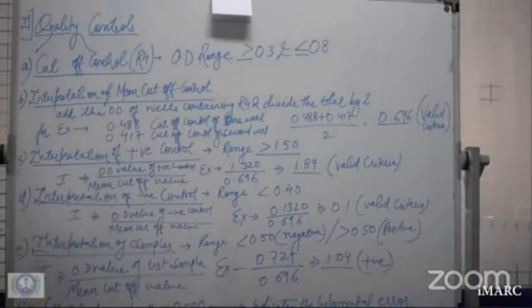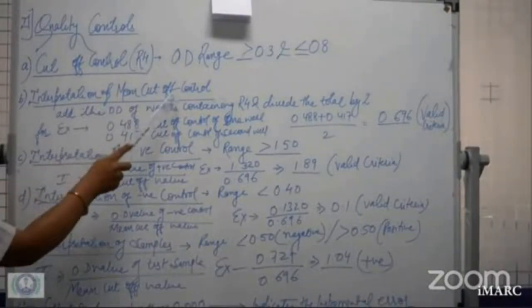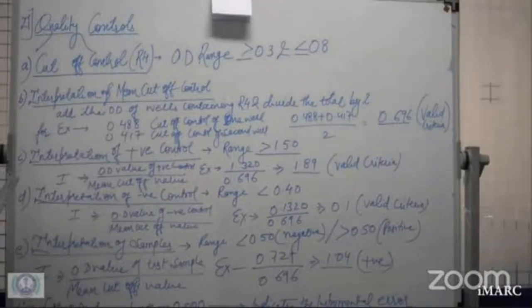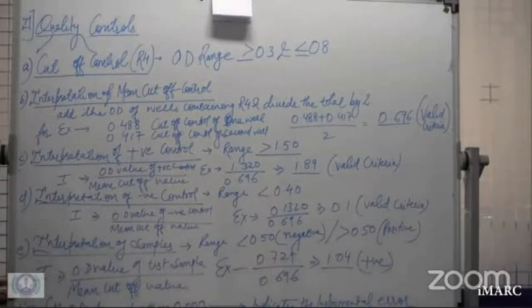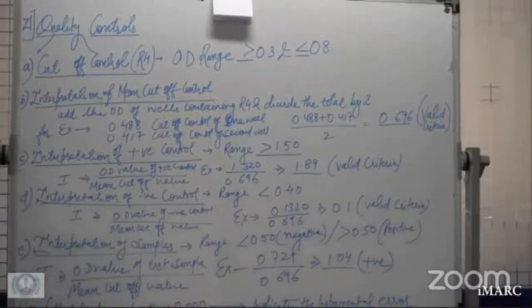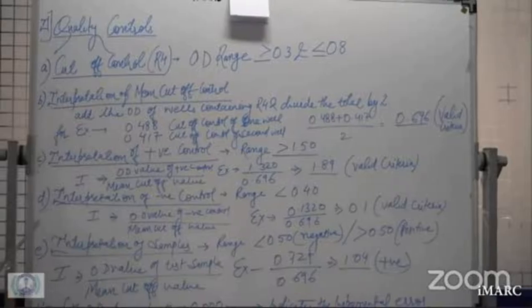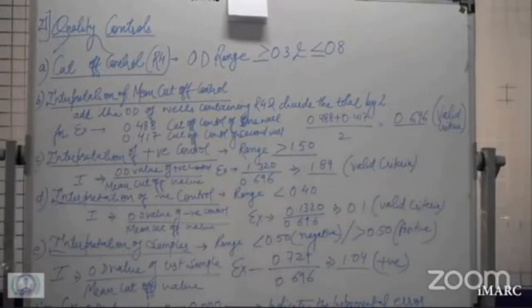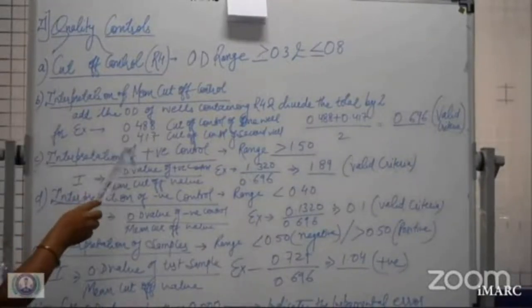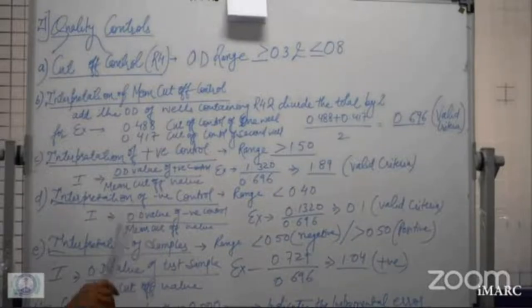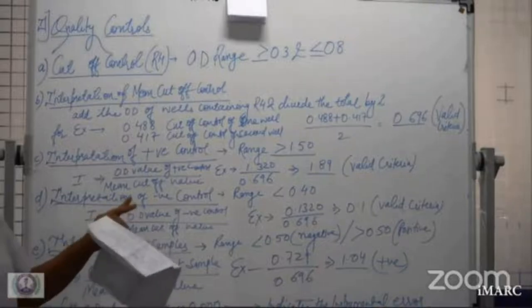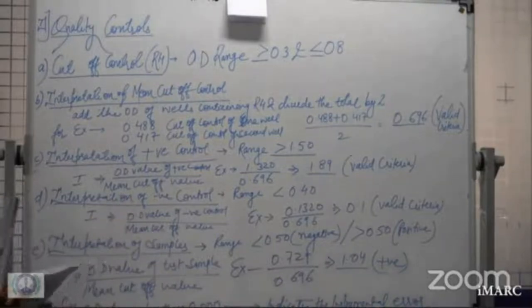Second is interpretation of mean cutoff control. For the interpretation of mean cutoff control, we need to add the OD of the two wells containing the R4, that is the cutoff control, and divide the total by 2. For example, in our test run, we got two cutoff control values. First one is 0.488 and second is 0.417. So we will add the values of the OD and divide it by 2, and we will get 0.696, which is a valid criteria.